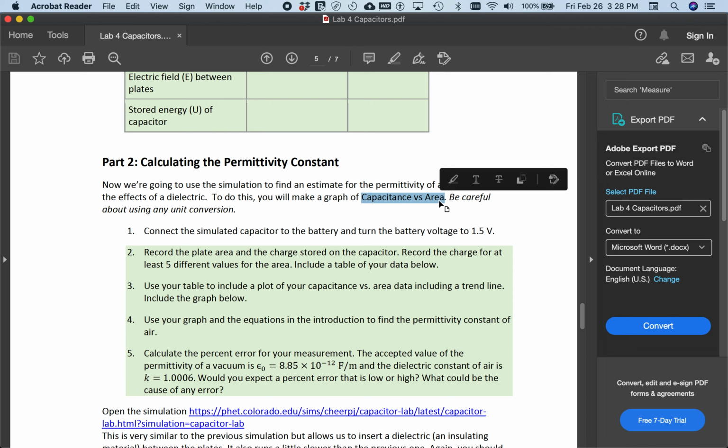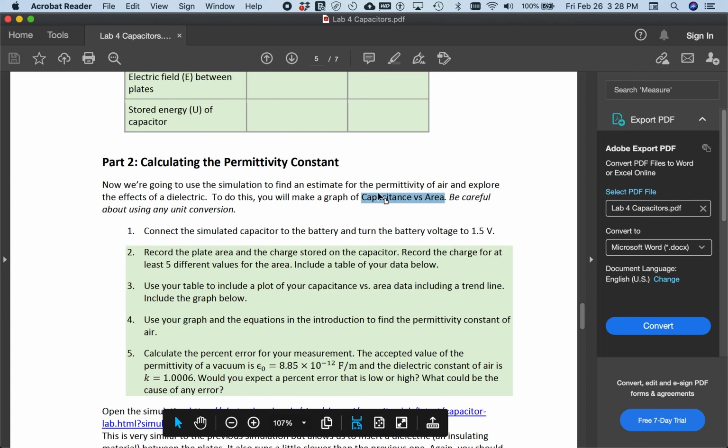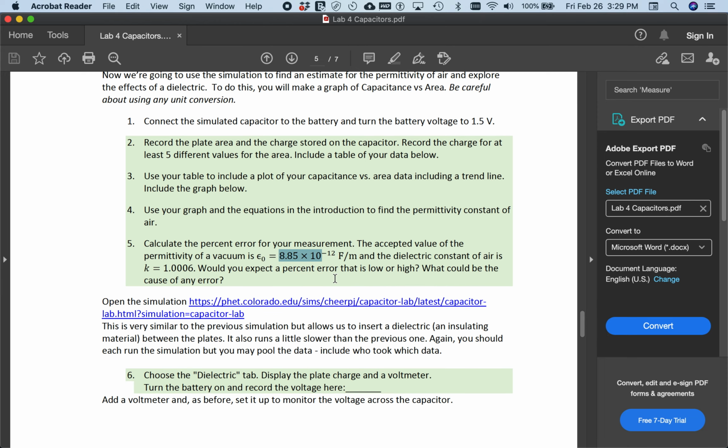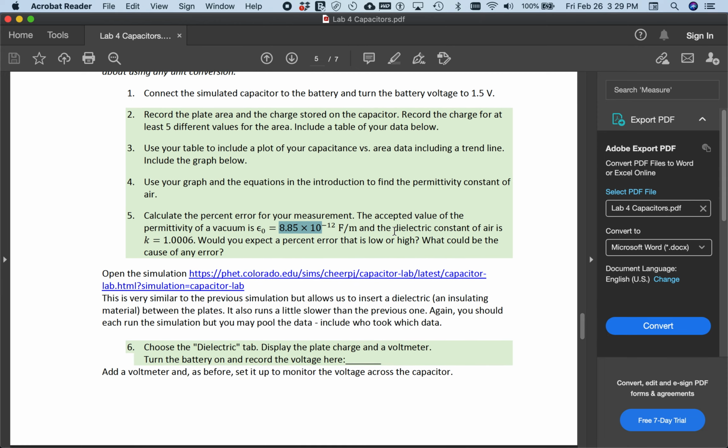Students may need help here, because some of them may have forgotten, or may need help with how to relate the slope of the graph to the permittivity constant they are looking for. So please make sure you can help out a student with that. Once they have that value, they can compare it with the permittivity of vacuum, 8.85 times 10 to the minus 12 farad per meter. So that's the value.